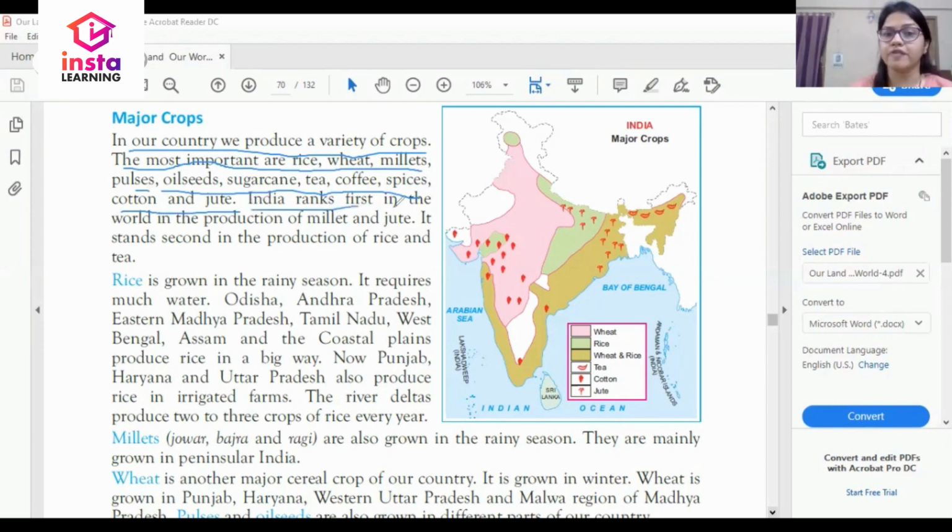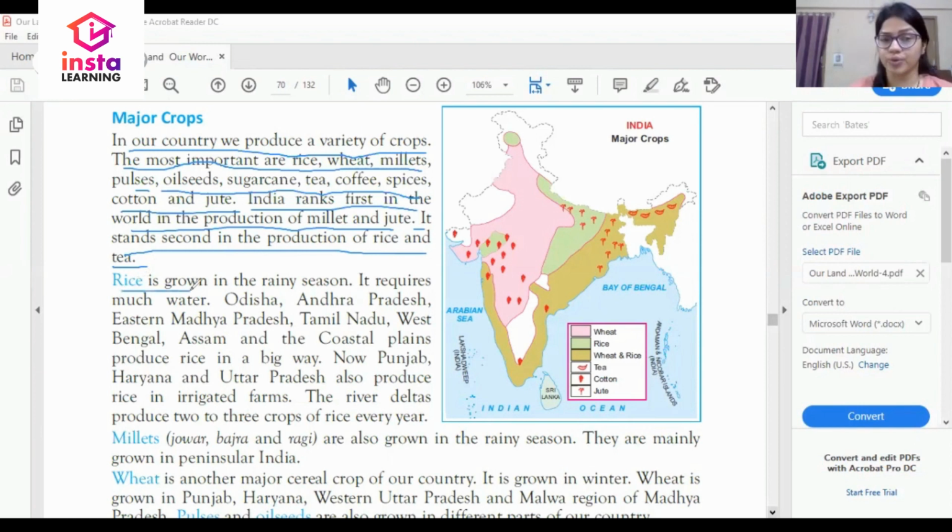India ranks first in the world in the production of millets and jute. This is very important, which you should learn. It stands second in the production of rice and tea. और इंडिया की रैंक सेकंड है किसमें? प्रोडक्शन ऑफ राइस एंड टी.